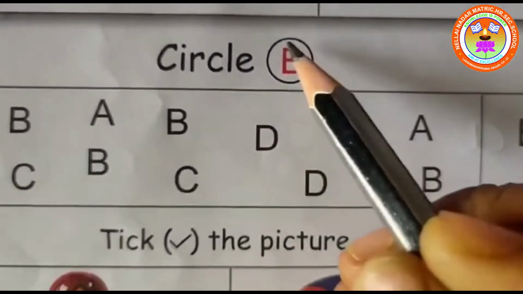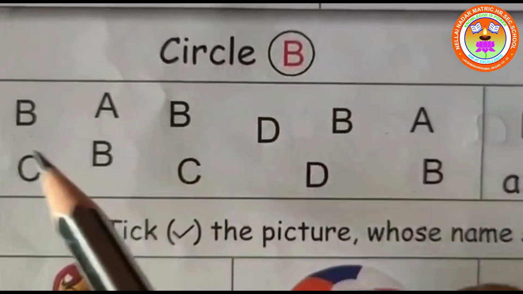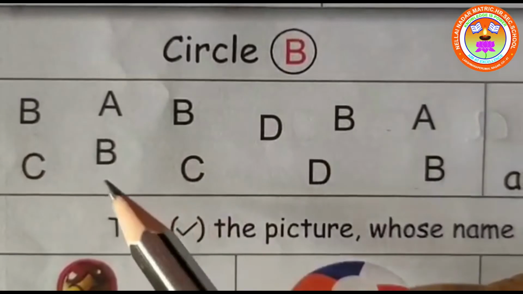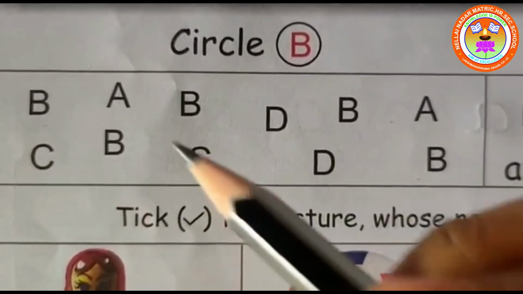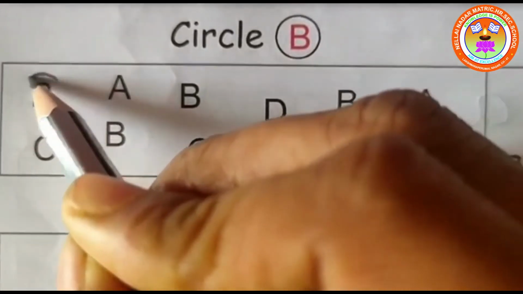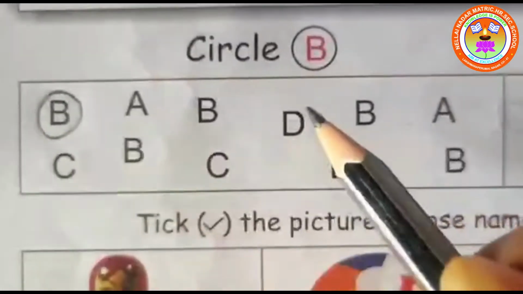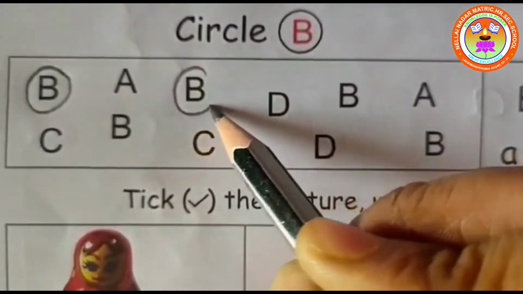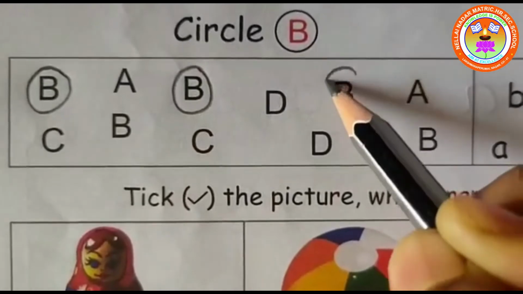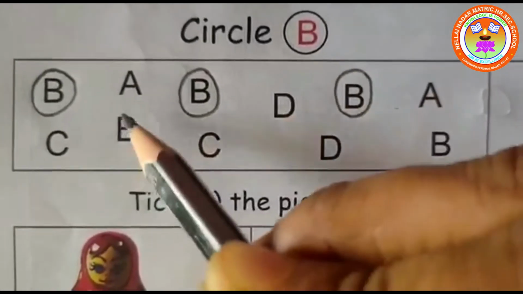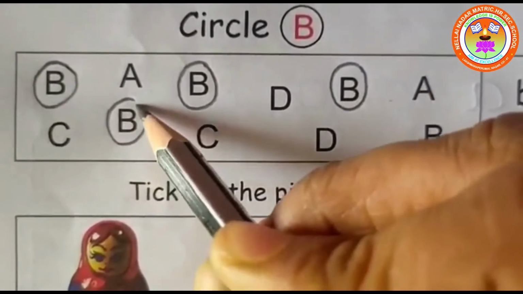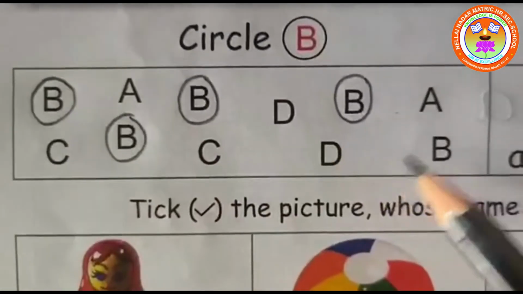Circle capital letter B. So you have to circle only the capital letter B. Okay children. See here. You have to put one circle for capital letters B. Like this you also do in your book children. Only capital letter B you should circle.